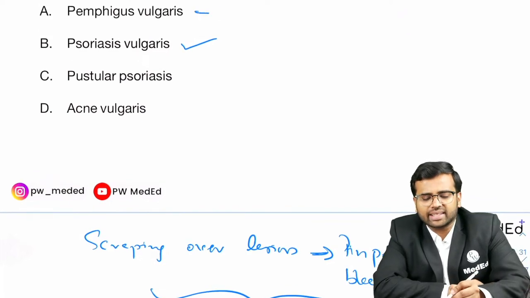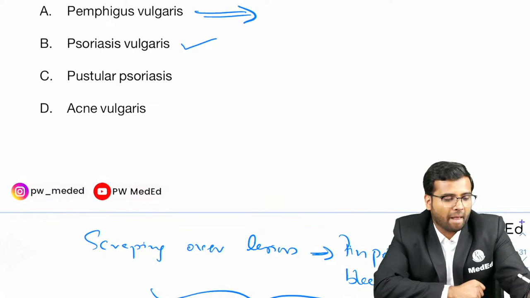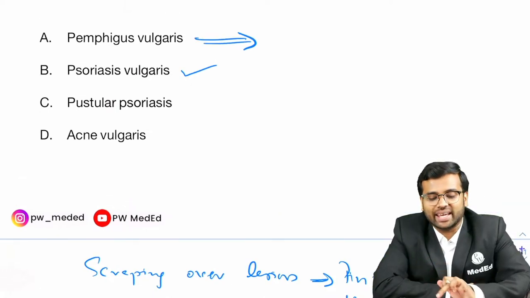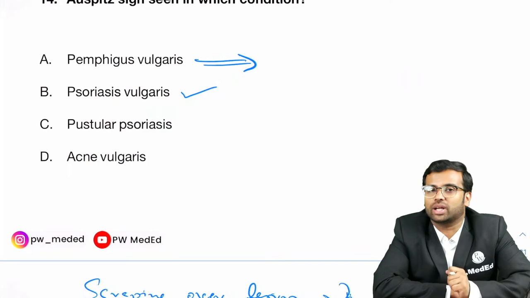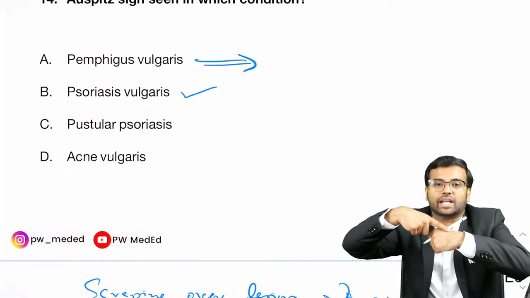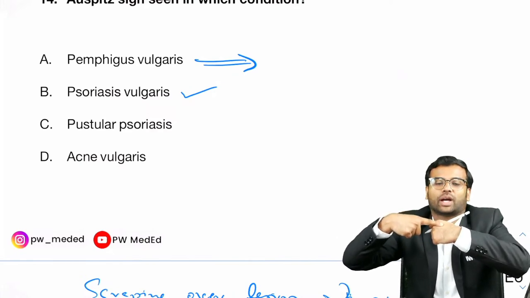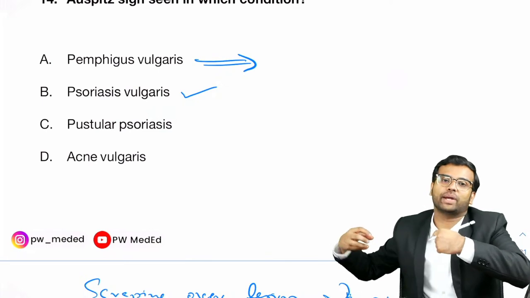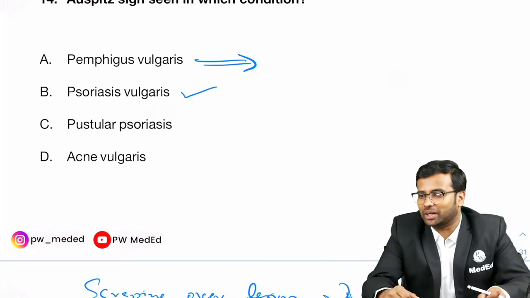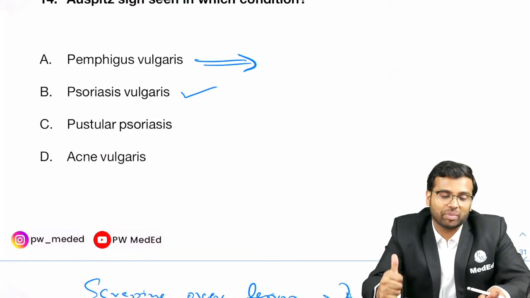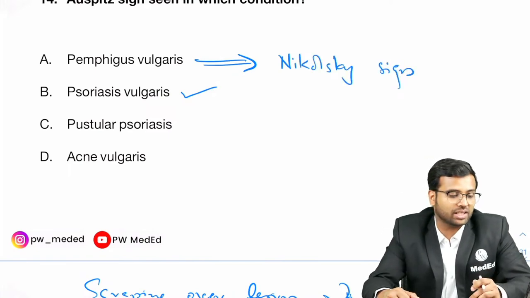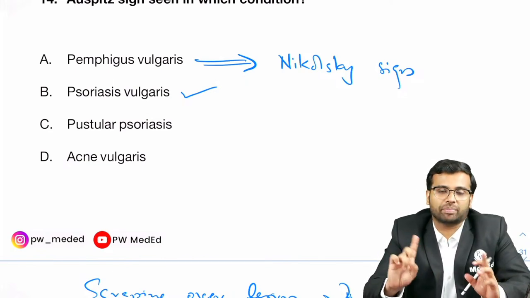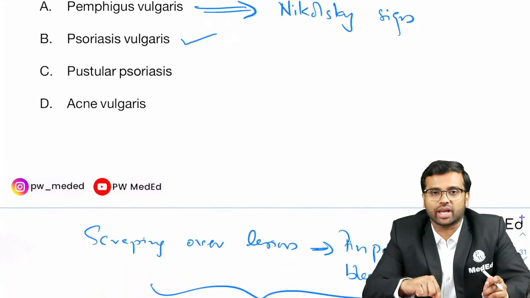Fine. So is there any sign that can be seen in pemphigus vulgaris? Let me tell you that there is a patient who has come to you with a vesiculobullous lesion, and you apply some tangential pressure over the normal skin, and the bulla has also peeled off. Now what is this sign? That is another sign you can see in pemphigus vulgaris. Medpsycho is answering it right. Very good. This is called the Nikolsky sign. Excellent. So Nikolsky sign is seen in pemphigus vulgaris. Auspitz sign is seen in psoriasis vulgaris.